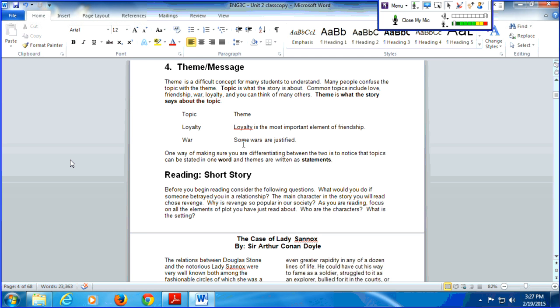So, for example, common topics include love, friendship, war, loyalty, and there are a lot of others you can think of. Those are just four examples. So for example, our topic could be loyalty. Our theme would be that loyalty is the most important part of friendship. We could have another topic, war, and the theme could be something like some wars are justified.